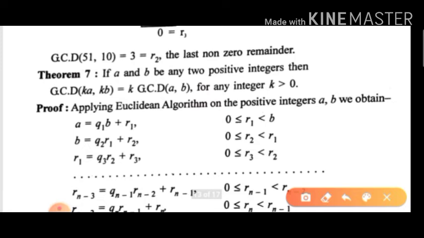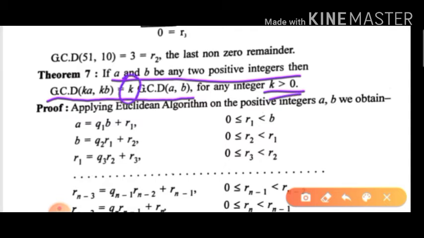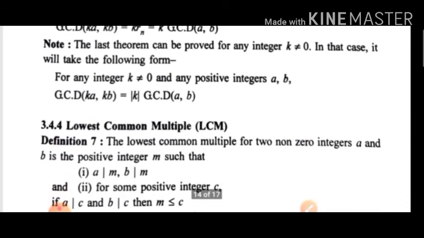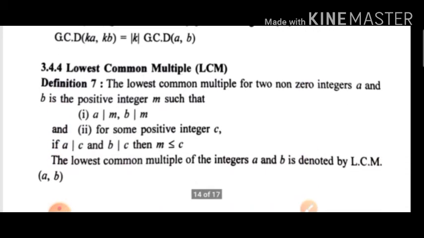And if a and b are any two positive integers, then GCD of ka and kb is equal to k into GCD of a and b, where k is greater than 0. That means you can take out that k from this one. These are important things we have to remember, and we know how to find the GCD, which is given in the general maths.